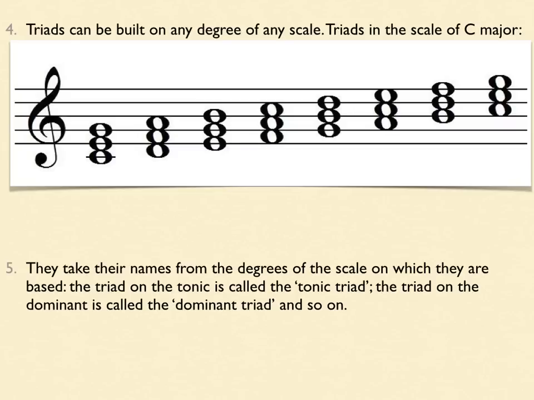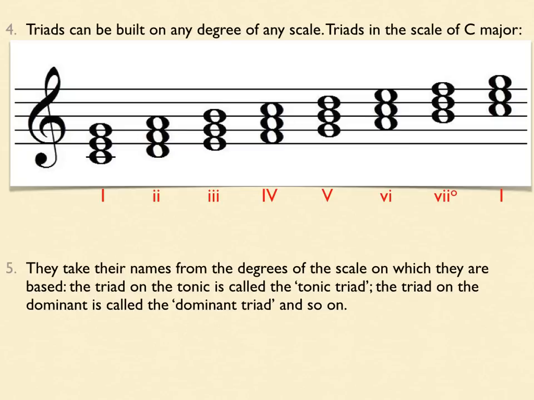And the names that we give these triads come from the degrees of the scale on which they are based. So the triad on the tonic is called the tonic triad, the triad on the dominant is the dominant triad, and so on and so on. These are the Roman numerals that we use to describe each of these triads. I'll come to why some of them are capital and some of them are lowercase. We'll explain that in the next slide.